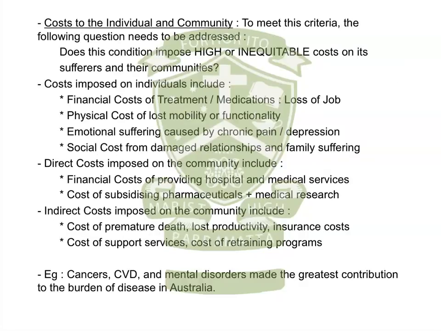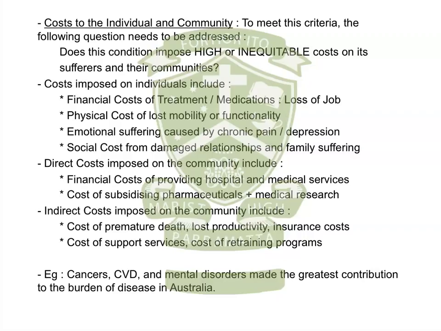And the last point in the criteria is cost to the individual and community. So to meet this criteria, you need to ask the question, does the condition impose high or inequitable costs on its sufferers and their communities? And again, if the answer is yes, then clearly that particular condition would meet this criteria.